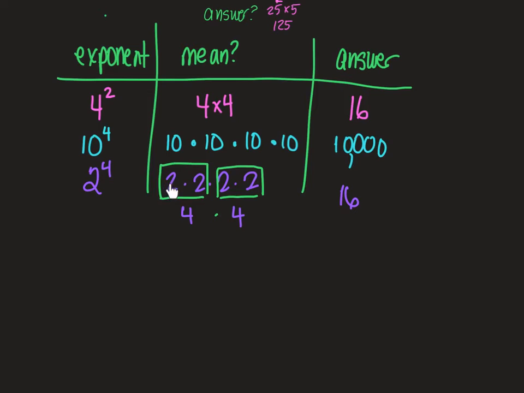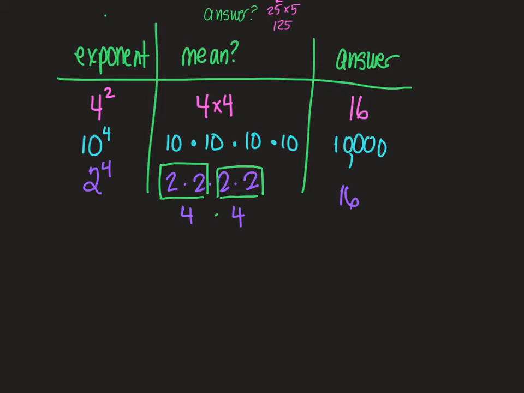It means 2 times 2 times 2 times 2. Final answer is 16. How did I get that? These 2's make 4. These 2's make 4. 4 times 4. Remember, we're not adding, we're multiplying. These 4's make 16. You could also say 2 times 2 is 4, 4 times 2 is 8, 8 times 2 is 16. You can just go down the line, or I grouped them together. Either way, a couple ways to think about it.